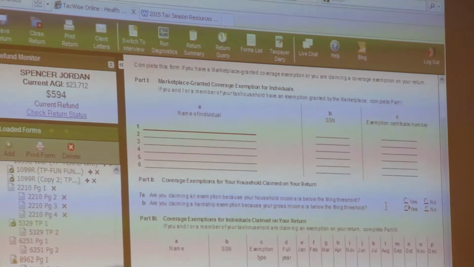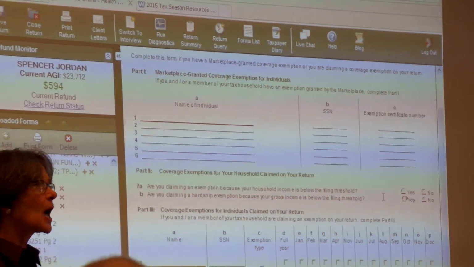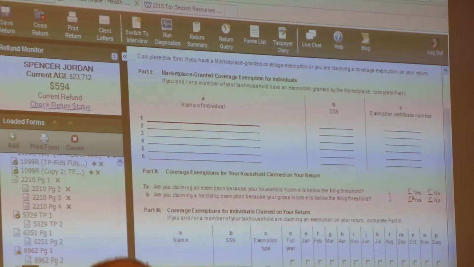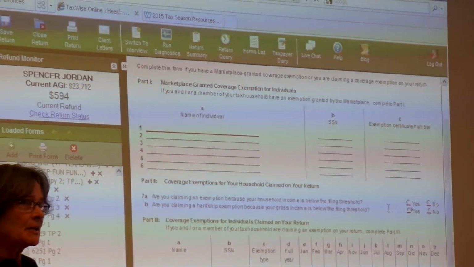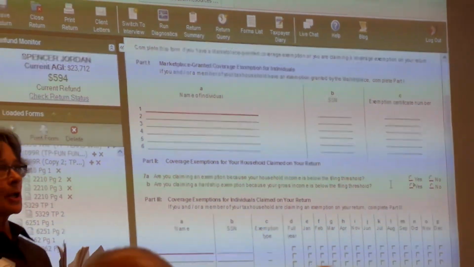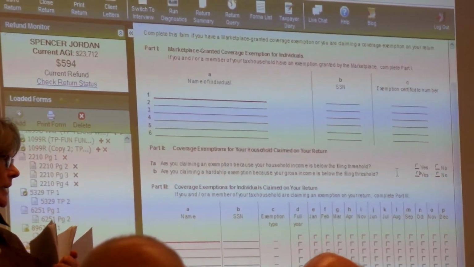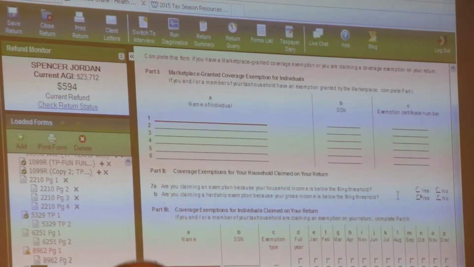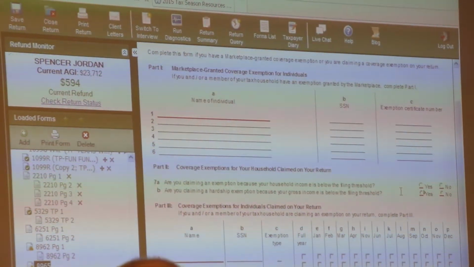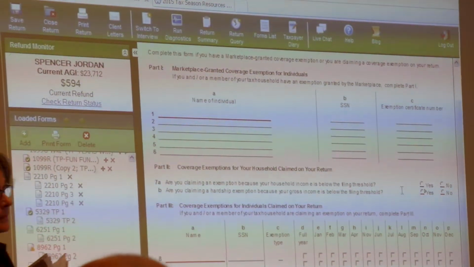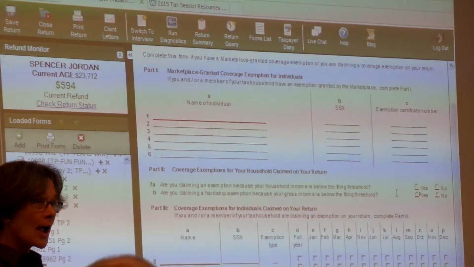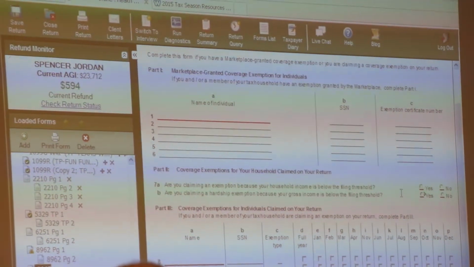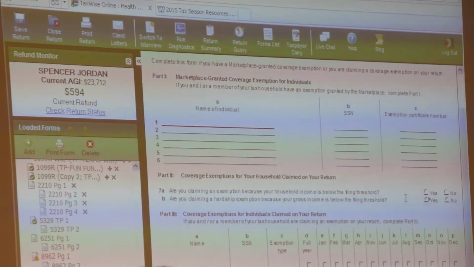Now, dependent income has to be included only if the dependents have a filing requirement. So if the dependent files a tax return just to get back their withholding, but they're below the threshold, we don't have to include that. It's only if they're required to file a return that the dependent income is included in household income.